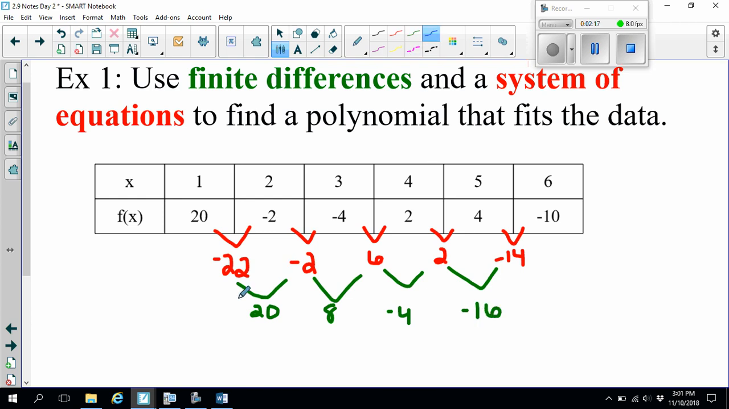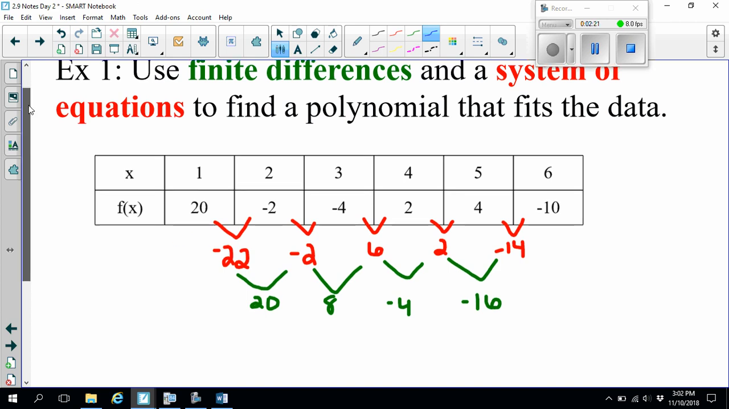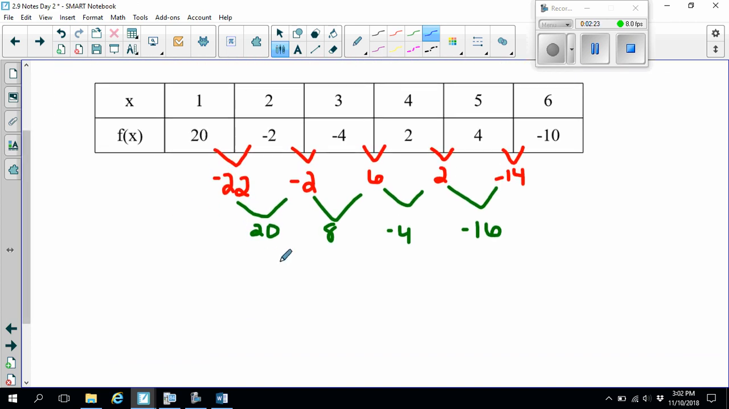Okay, once again, these values are not constant, so we need to find the differences of these differences. So we do 8 minus 20, that gives us -12. Then we do -4 minus 8, that gives us also a -12. And then -16 minus a -4, that also gives us -12.